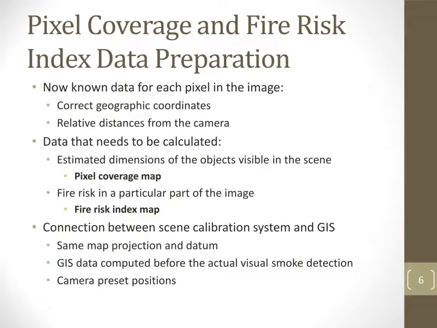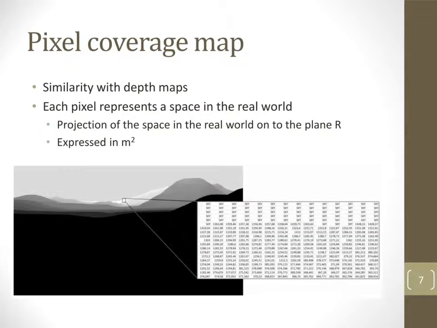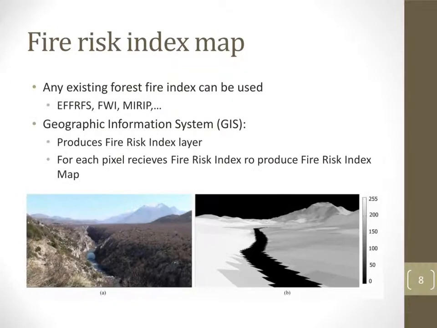Using geographical information system and calculated geographical coordinates and relative distances from the camera, we produce additional maps needed for the automatic parameters adjustment, pixel coverage map and fire risk index map. For each pixel in the input image, there is a corresponding value in pixel coverage map that represents physical dimensions of space covered by that pixel. It is calculated as the projection of the space in the real world onto the plane that is parallel to the camera image plane and equally distant from the camera as the observed point. Therefore, pixel coverage map values are expressed in squared meters.